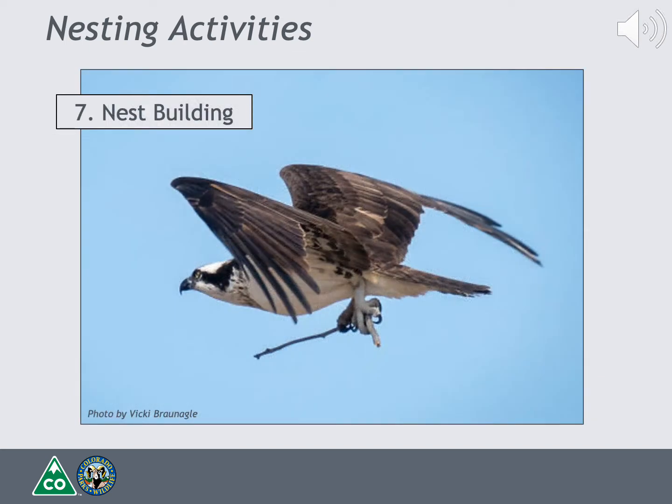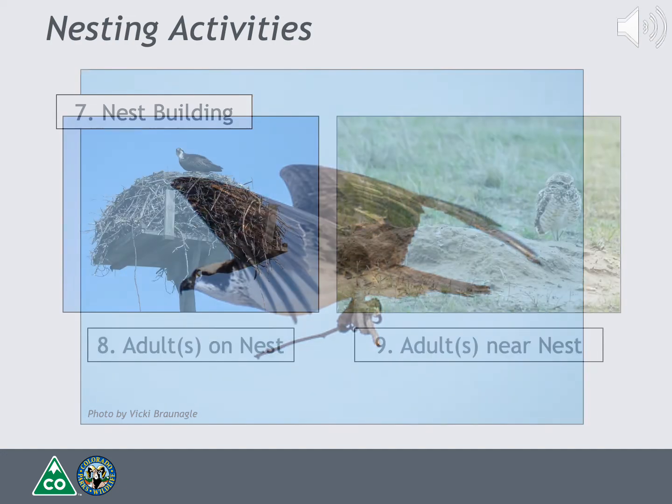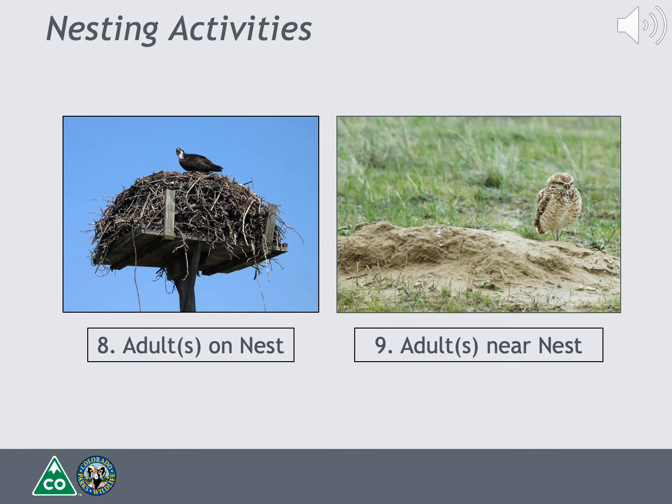Nest building. Adults bring nesting material such as sticks, branches with greenery, or grasses to the nest site, or spend considerable time rearranging nesting material. Adults on the nest. Adults perched or sitting on the nest. This can be used when monitors are unsure if a raptor is incubating eggs.